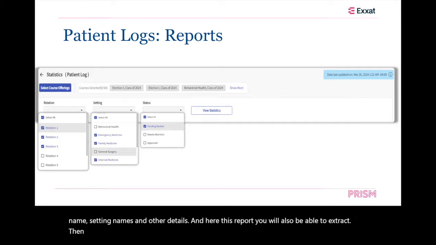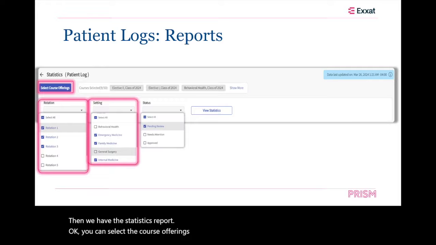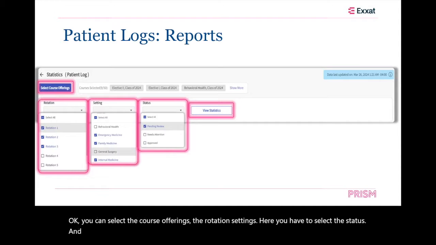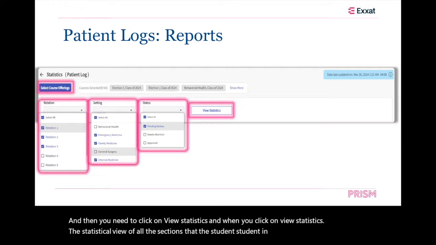Then we have the statistics report. Okay, you can select the course offerings, the rotation, settings. Here you have to select the status, and then you need to click on view statistics. And when you click on view statistics, the statistical view of all these sections that the student has chosen in that patient log template will be visible.